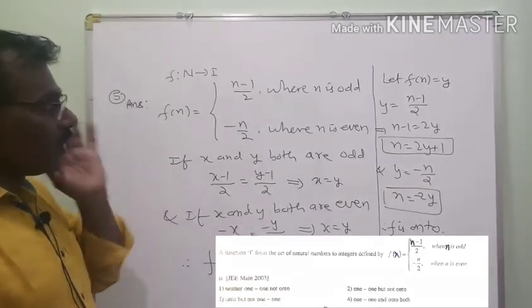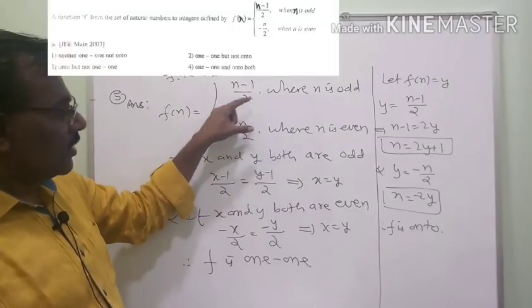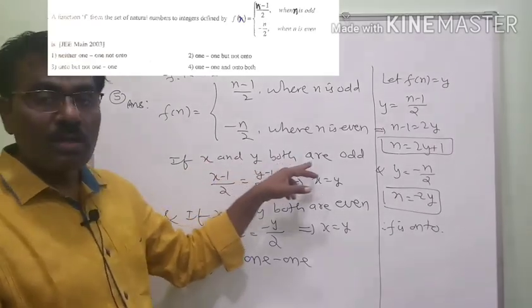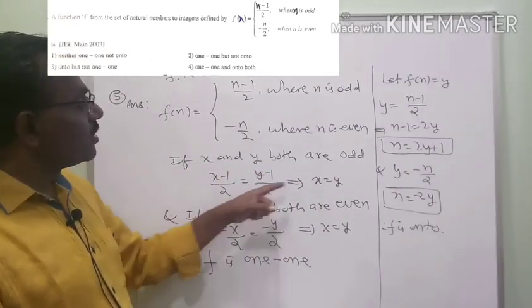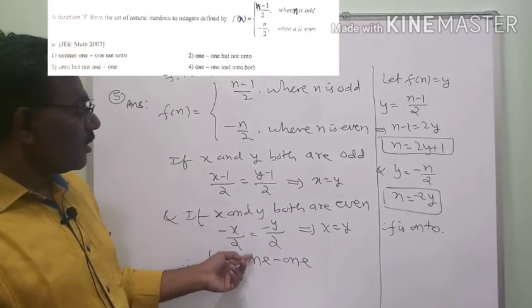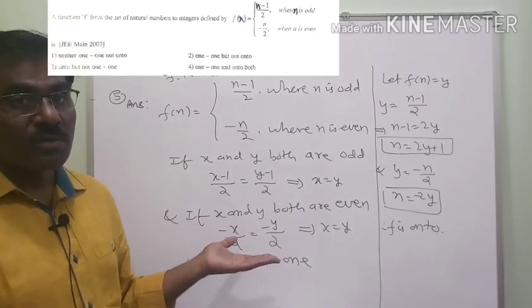Okay, so a very simple question. First, there are two cases: x and y both are odd, and x equal to y. If x and y both are even, here also x is y. In both cases x is y, and the function f is onto.